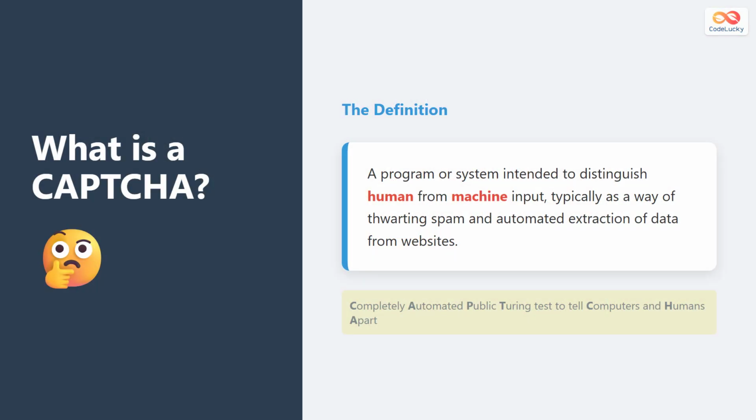First, let's define what this term actually means. CAPTCHA is an acronym. It stands for Completely Automated Public Turing Test to tell computers and humans apart. That is a mouthful, but the concept is simple. It is a challenge-response test used in computing to determine whether the user is human. The goal is to present a problem that is easy for a human brain to solve, but difficult for a computer program.